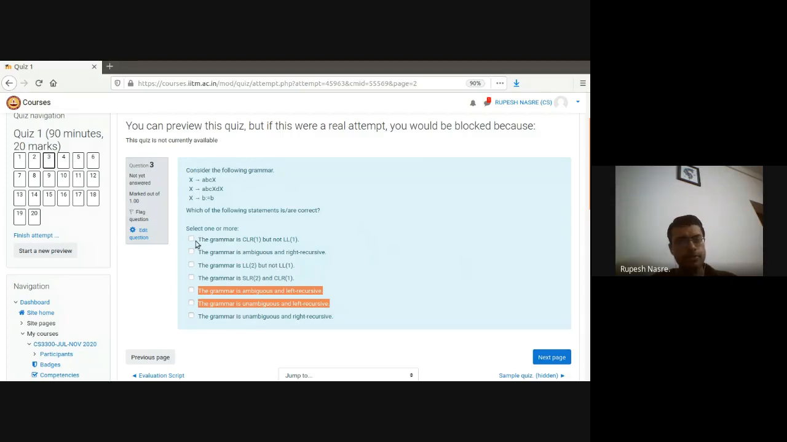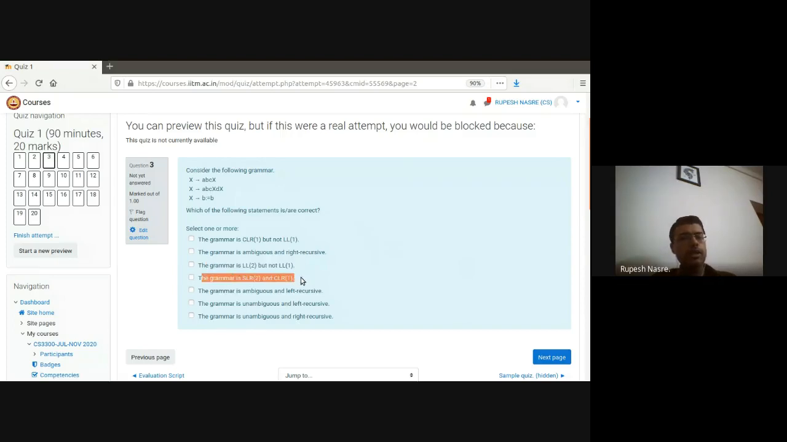But then there were issues because of multiple answers being marked. So the grammar is unambiguous: definitely this is opposite, so that should not be marked. The grammar is CLR1? No, it doesn't turn out to be CLR1. As we saw, it's an ambiguous grammar, and therefore CLR1 is unable to parse it. That was just to give you some thought, but it doesn't turn out to be LL2 also. Even if you have second follow, for example, you will still find it difficult.